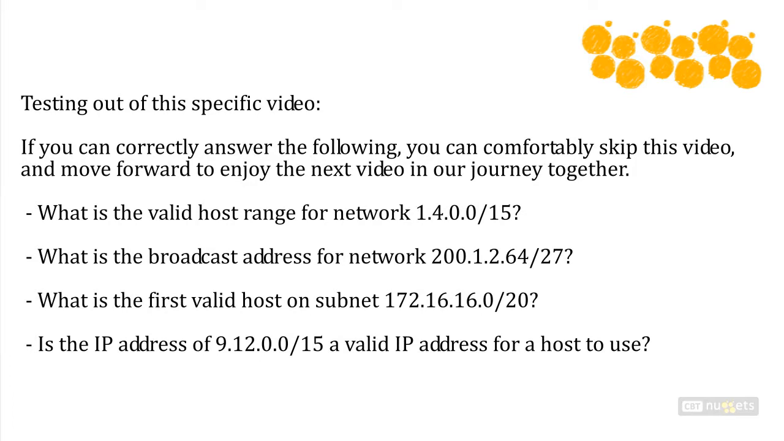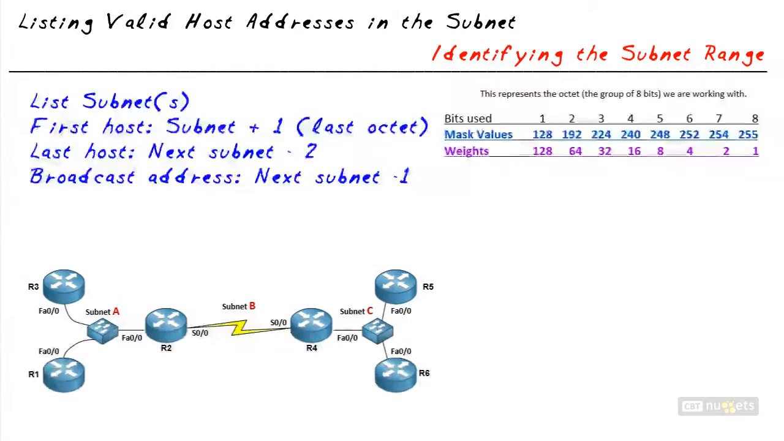For most people, however, we are going to have a fantastic time right here, right now, as we identify how to quickly and easily identify the range of valid IP addresses on any of our given subnets. Let's begin. In our previous video together, we identified the individual subnets that can be created, and in this video, we're going to focus on the valid hosts that would fit on those subnets. So to do that, let's go ahead and use an example of this topology.